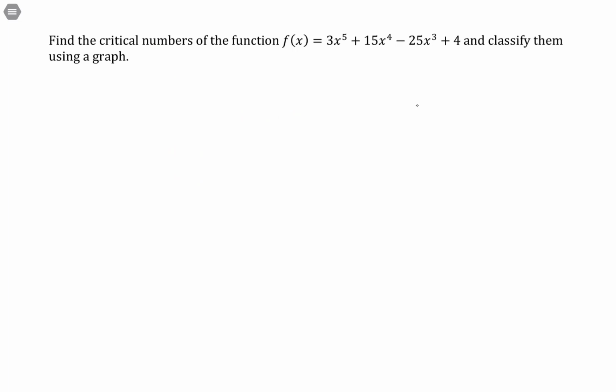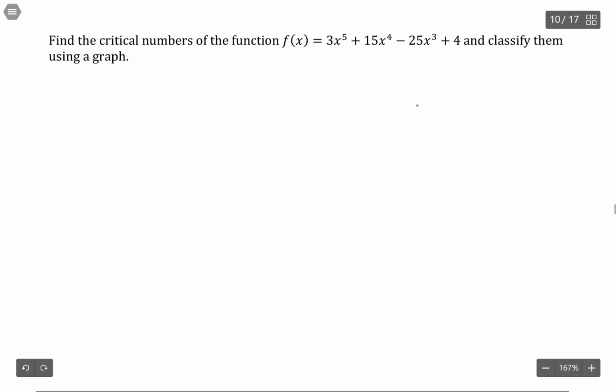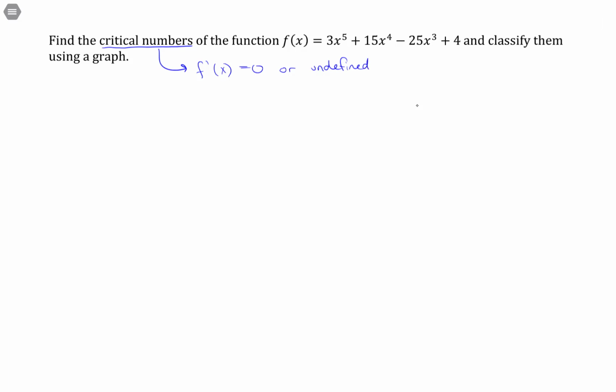Find the critical numbers of the function f of x equals 3x to the fifth plus 15x to the fourth minus 25x cubed plus 4, and classify them using a graph. Okay, well, critical numbers, what we know about critical numbers is that they occur whenever the first derivative of a function is equal to 0 or the first derivative is undefined. Now, this polynomial function, and all polynomial functions that is, are smooth continuous curves. So they don't have any places where the first derivative would be undefined. So we're not going to worry about that situation, but we are going to worry about where its first derivative is 0.